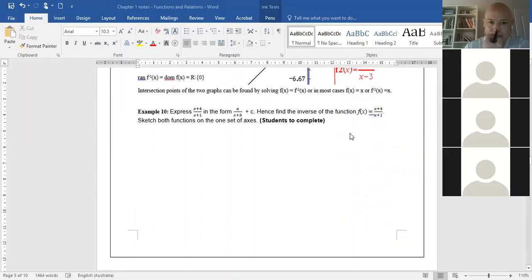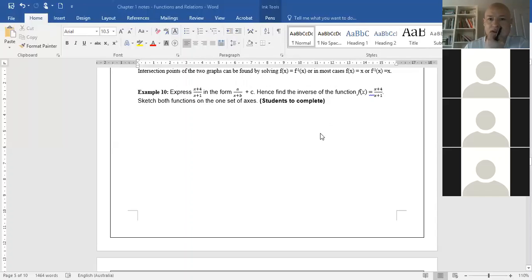Example 10. And I have you guys do it. It says express (x + 4)/(x + 1) in that form. As soon as it says that, you can see that the powers for both of them, in the numerator and the denominator, are 1. So we have to do our long division. That's the only way we can change it to this form.